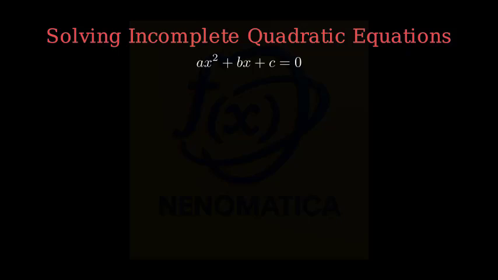In this lesson, we'll focus on a special case, when both b and c are equal to 0. This means our equation simplifies significantly. Let's look at an example to understand how to solve this type of equation. Step 1. We start with our general quadratic equation. ax squared plus bx plus c equals 0.